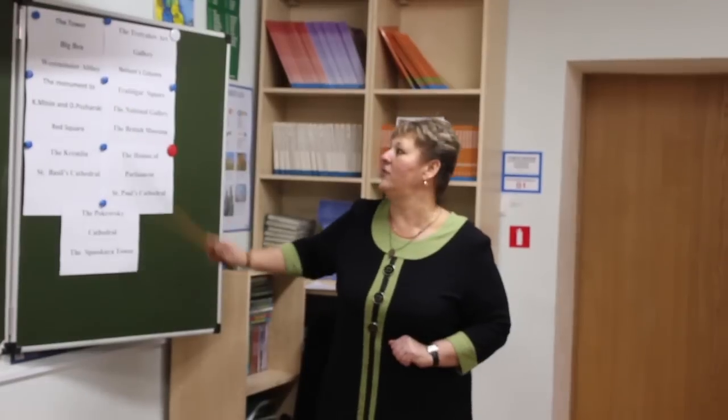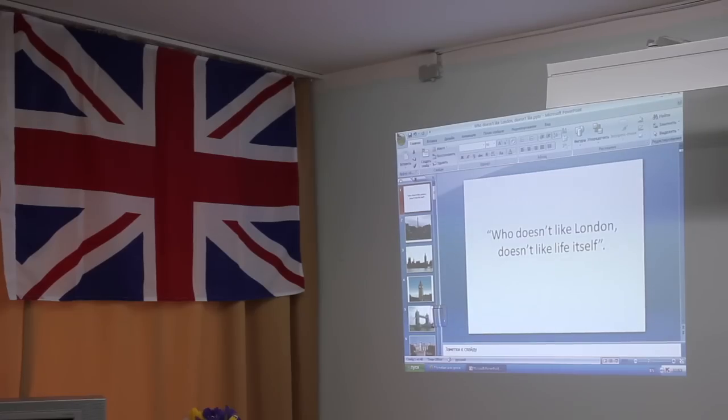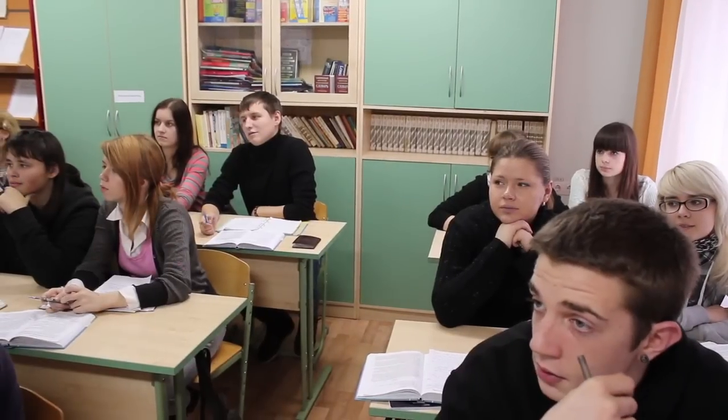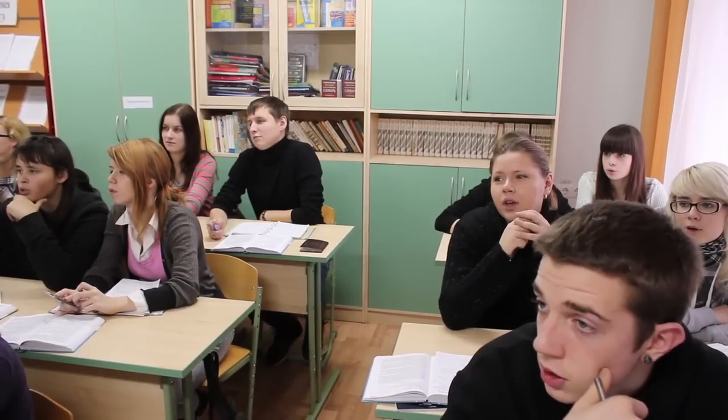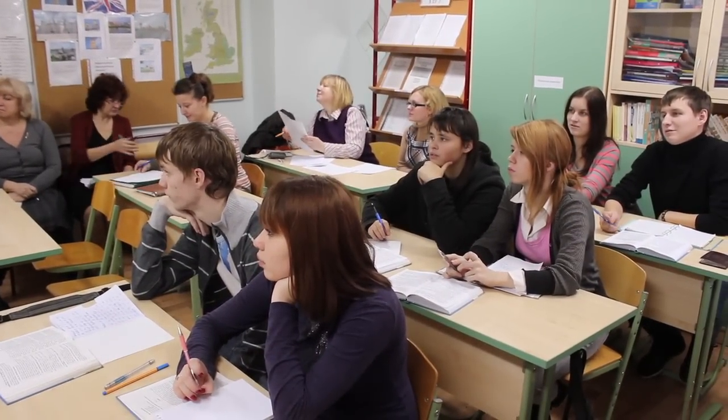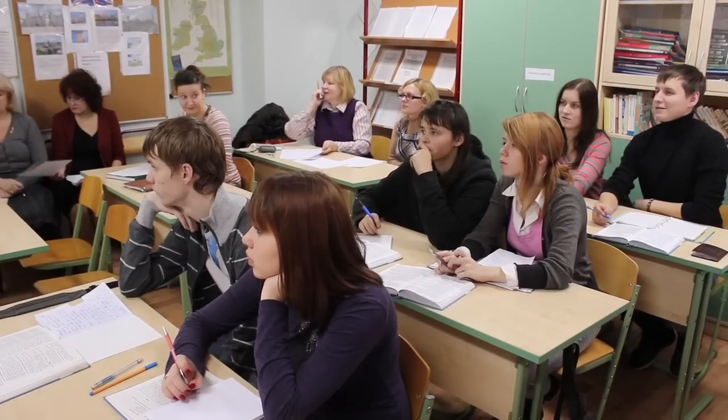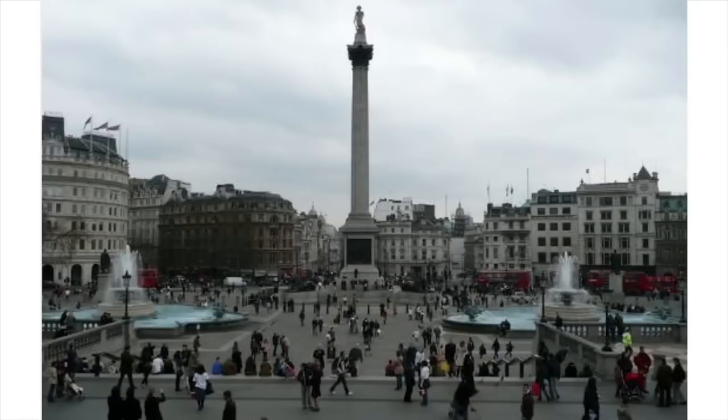The Tower. Where is the Tower? In London. Where is Big Ben? In London. Westminster Abbey? In London. The Monument to Minin and Pozharsky? In Moscow. Red Square? In Moscow. The Kremlin? In Moscow. St. Basil's Cathedral? In Moscow. The Tretyakov Art Gallery? In Moscow. Nelson's Column? In London. The Houses of Parliament? In London. St. Paul's Cathedral in London. The Pokrovsky Cathedral in Moscow. The Spassky Tower in Moscow. That's very nice.